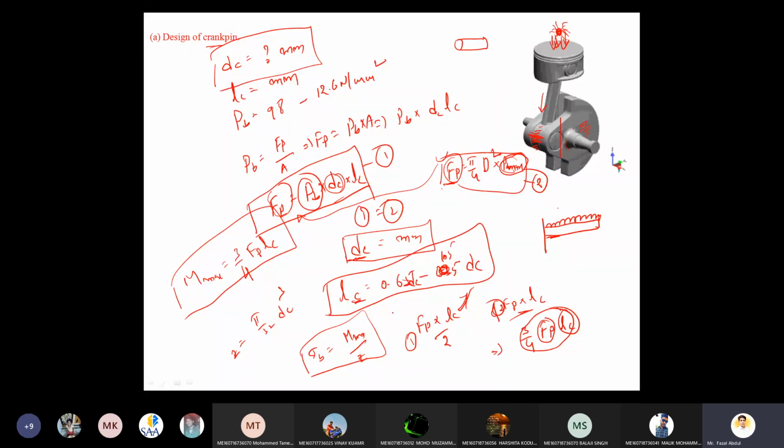And now based on this Lc and Dc value, we are calculating the bending stress. So what is the bending stress here? Bending moment by section modulus. This is the bending moment, and this is the section modulus.